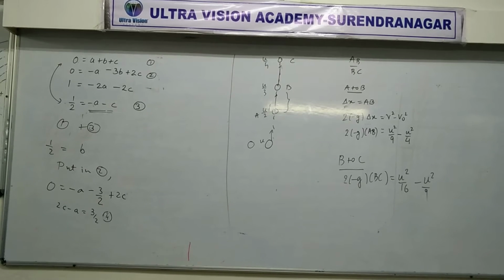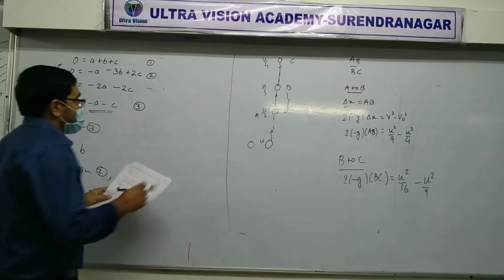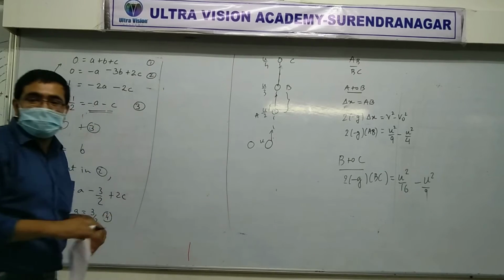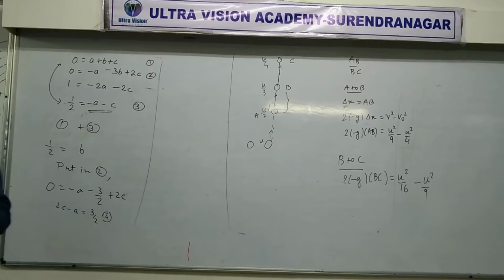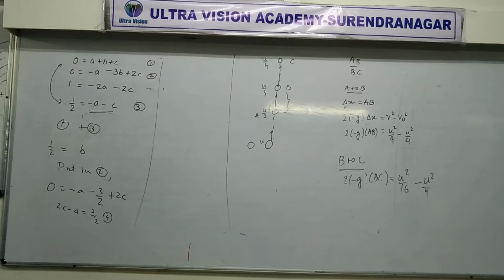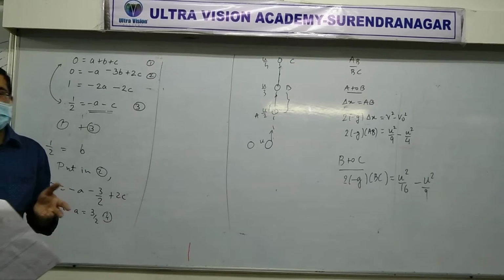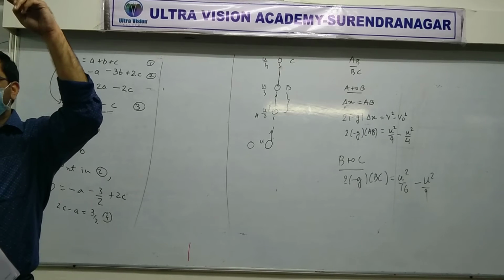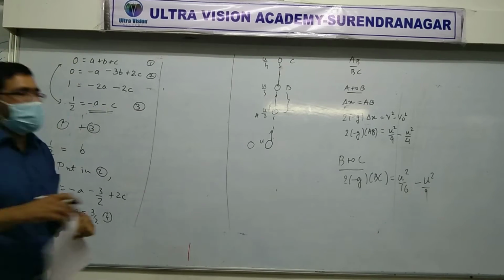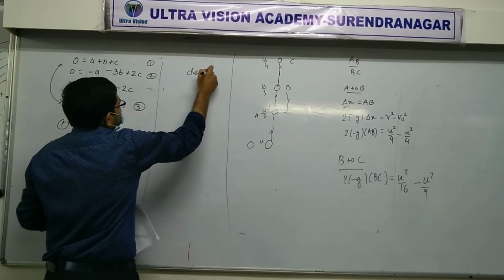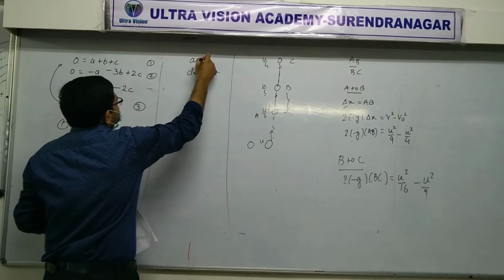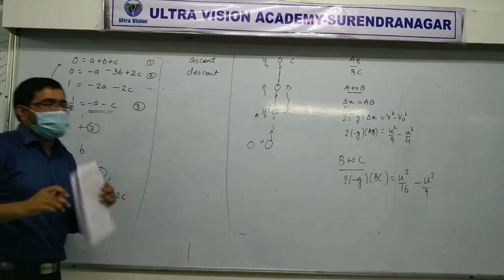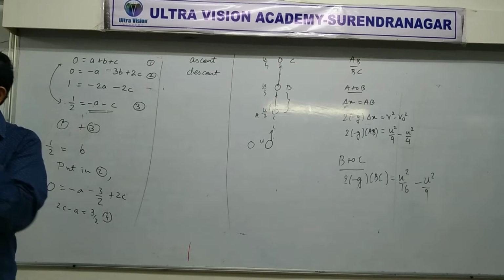162. A ball is thrown vertically up with speed u. Distance covered during the last t seconds of its ascent. You understand the meaning of ascent? Ascent and descent. What is the meaning of ascent and descent? Ascent means to go up, and descent means to go down. D-E-S-C-E-N-T.